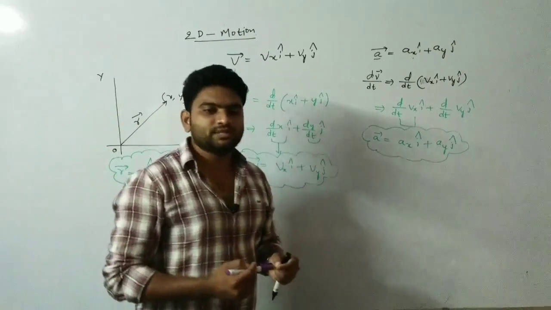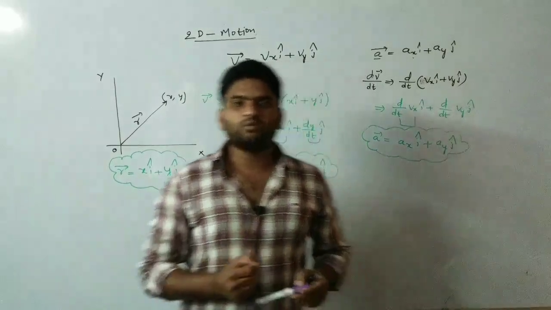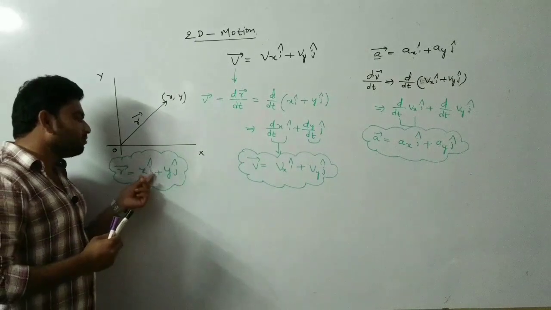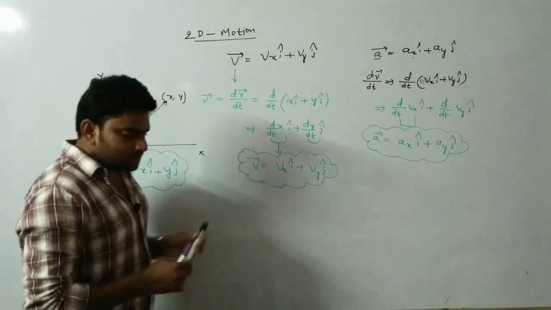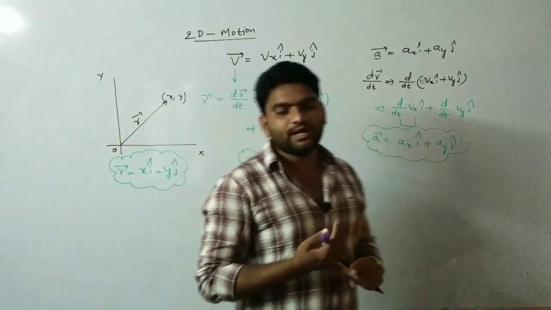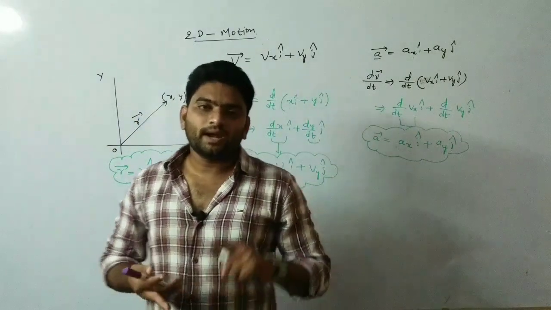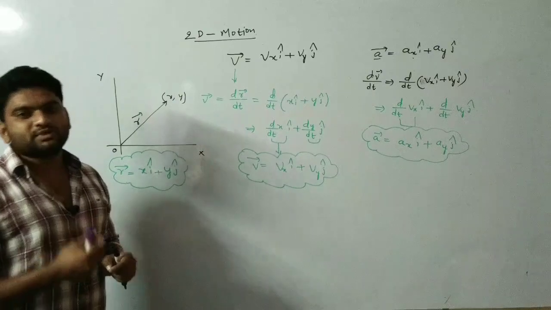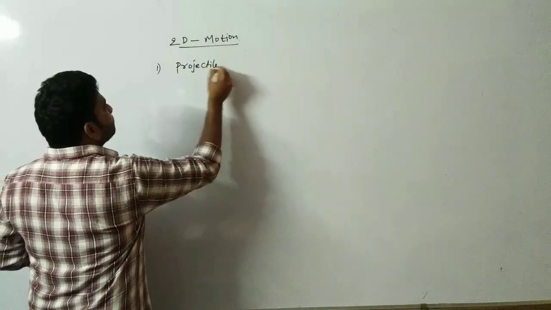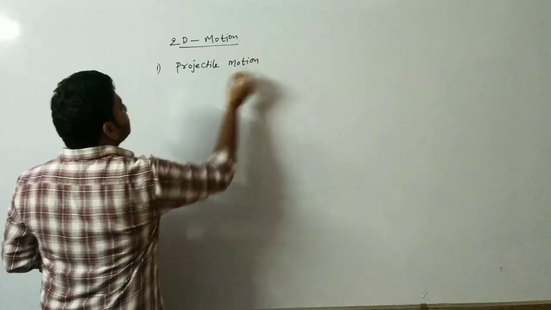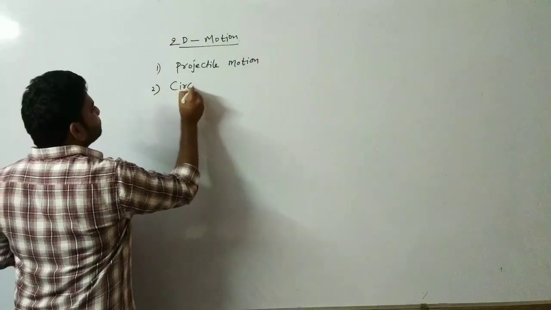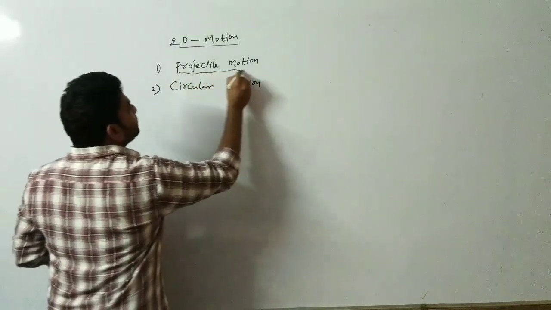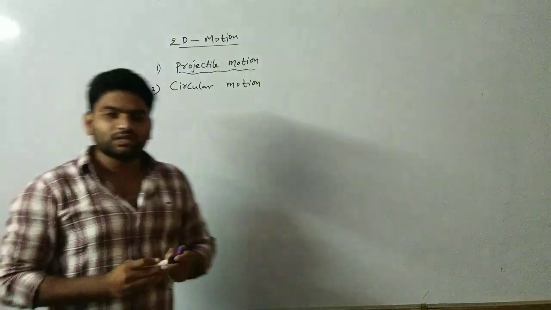Why am I telling all these things? Because in the case of projectile motion, that means in the case of 2D motion, it is very important to specify whether the body is moving along the x-axis or y-axis. So we have to divide the displacement in x and y directions, velocity in x and y directions, and acceleration also in x and y directions. So first of all, what is two-dimensional motion? We will see projectile motion, and the second one is circular motion. Today in this session, let me focus on projectile motion, and we'll see circular motion later.